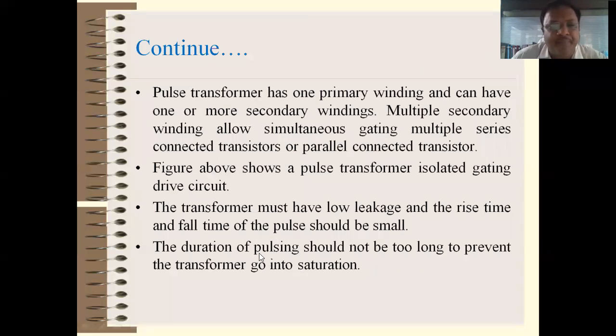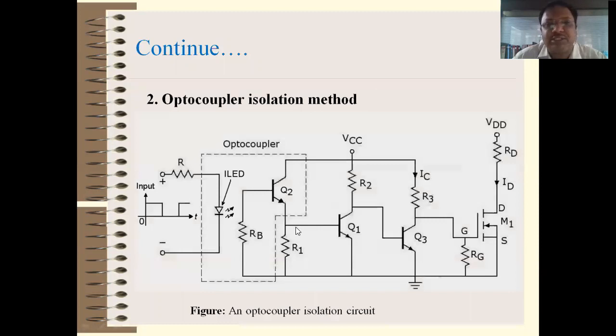Okay, so these are the advantages and disadvantages. Advantages: the cost of a pulse transformer is less. It is also very easy to connect to the circuit for isolation purposes. But there are some disadvantages. That is, leakage current is high. Rise time and fall time should be low. Definitely, it is also high, so the on time of that device may decrease. So the duration of the pulse, that is the output of the secondary, should not be too long, otherwise your transformer goes into saturation. So these are the disadvantages of the pulse transformer method.